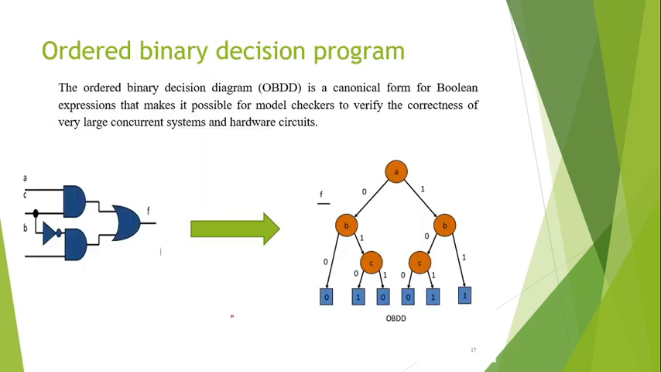Next, this is one example of a standard form, a canonical form, not of a regular language but of Boolean expressions. You can see that this is a Boolean expression represented in the form of Boolean gates, and it can be converted into a standard form like this. This form is called OBDD. OBDD stands for Ordered Binary Decision Diagram. What's the use of it? This is a model that helps us check or verify the correctness of very large concurrent systems and hardware circuits.